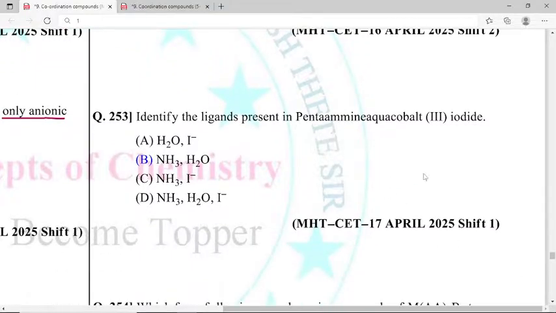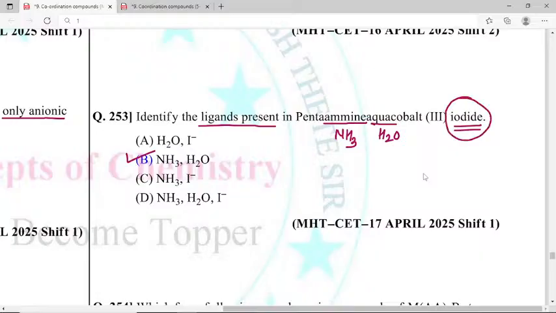Identify the ligand present in. How many ligands are present? Pentaamine. Amine is the ligand, so ammonia. Aqua stands for water. Amine stands for ammonia. So this is iodide. Iodide is not a ligand. This is outside, not a ligand.